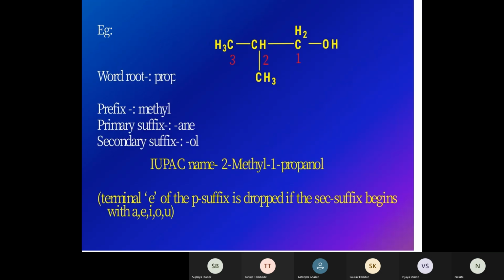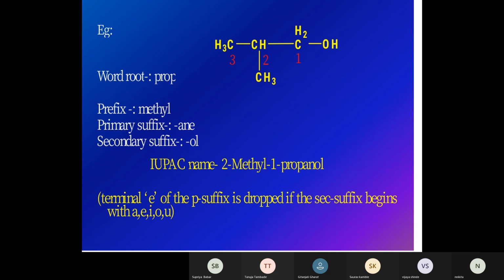Now see, for example, this is one molecule, CH3, CH, CH2, OH. Now you can see the OH is attached. OH is the functional group. Then which class of compound is this? It is alcohol, because OH is attached.